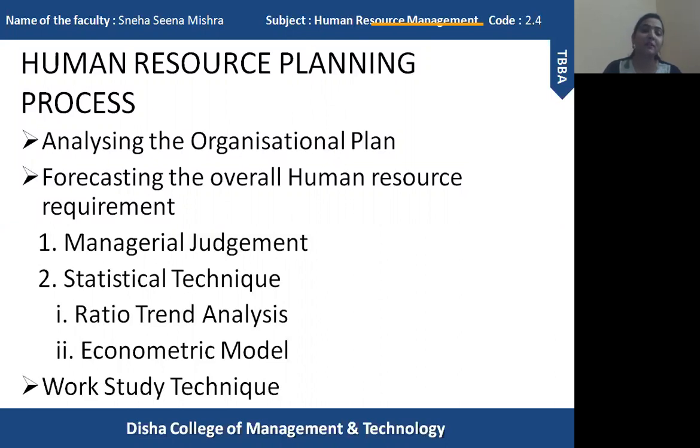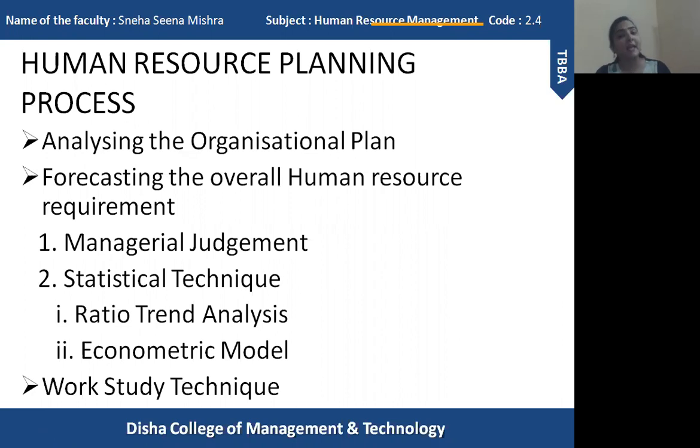So after managerial judgment and statistical technique, there is the work study technique. This is the third method of forecasting the demand for human resource. Now in this method, the total production or the total number of activities to be done within an industry, within a company, needs to be explained in terms of clear units. Means how much amount of work is actually there in a particular department, in the production department or in any other department. So it needs to be explained in clear units.